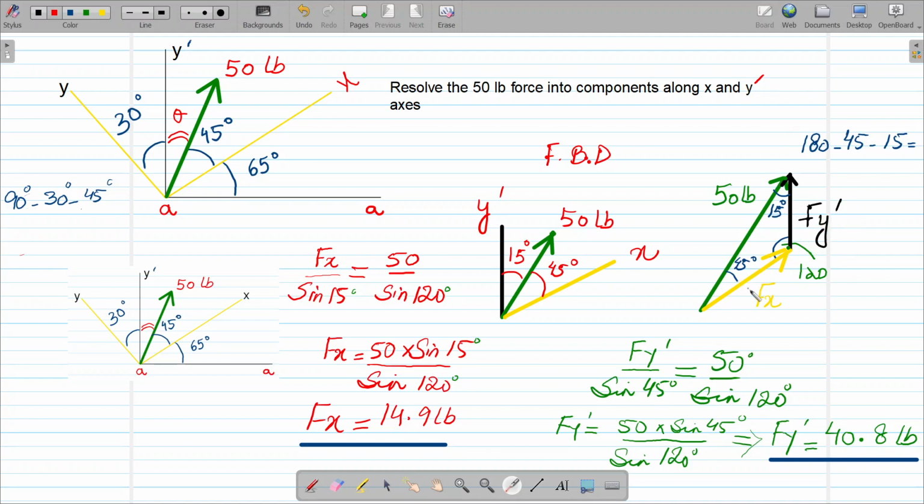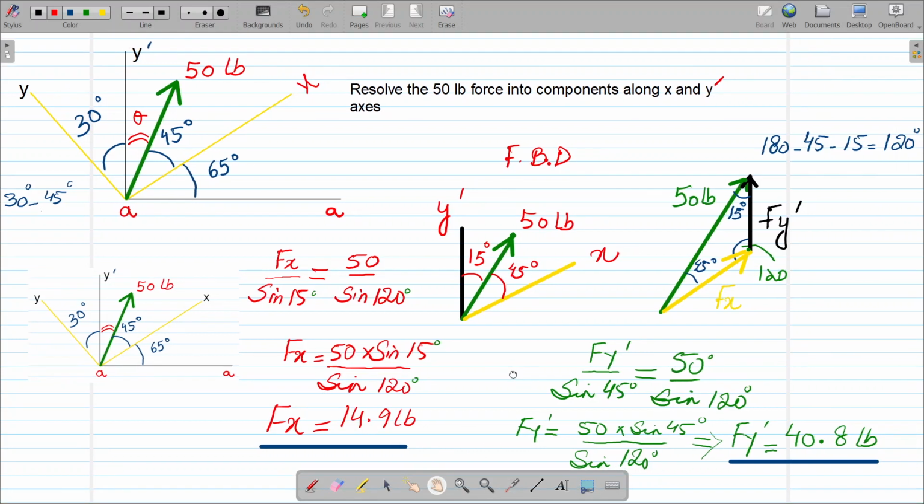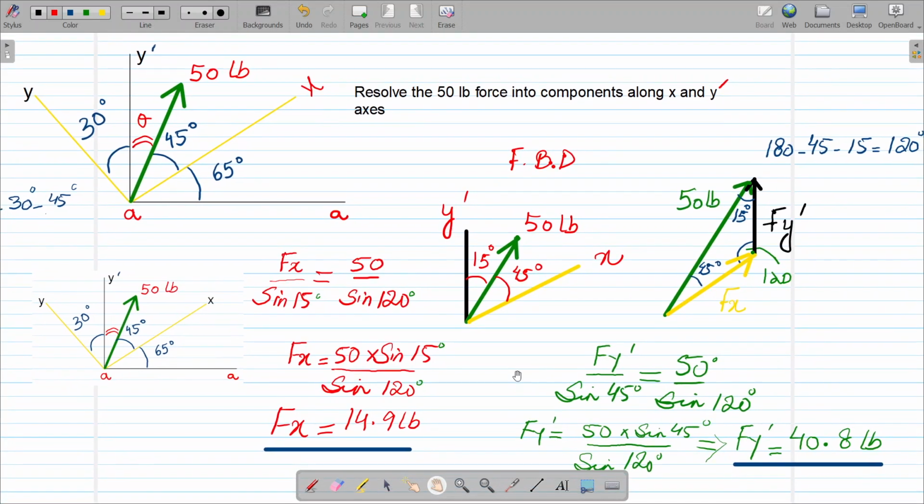So we have calculated two interior angles of a triangle, along with the projection of this 50-pound force along Fx and Fy dash, but we are also interested in calculating the third interior angle of the triangle. We can say it is 180 minus 45 minus 15, which equals 120 degrees. So now that this is done, we can use the sine law to calculate the projection of the respective components.